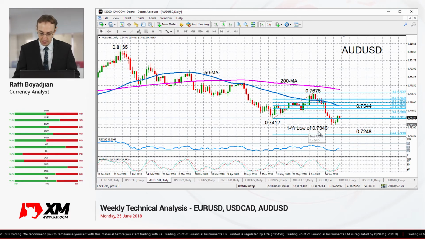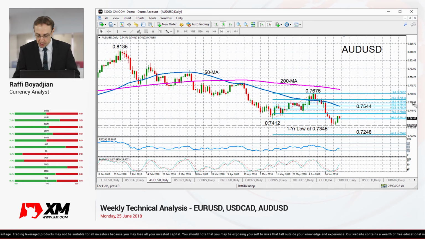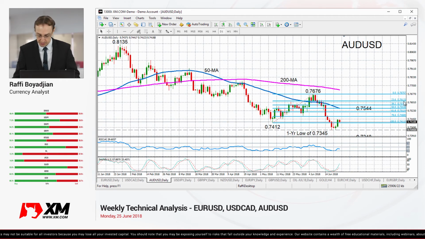If prices were to break below that level, we could then see that 1 year low of 0.7345 being targeted once again, and a breach of that key support level around 0.7345 would reinforce the medium-term bearish picture, with the next target being the 161.8% Fibonacci projection of the upper leg from 0.7412 to 0.7676. That comes around the 0.7250 area.